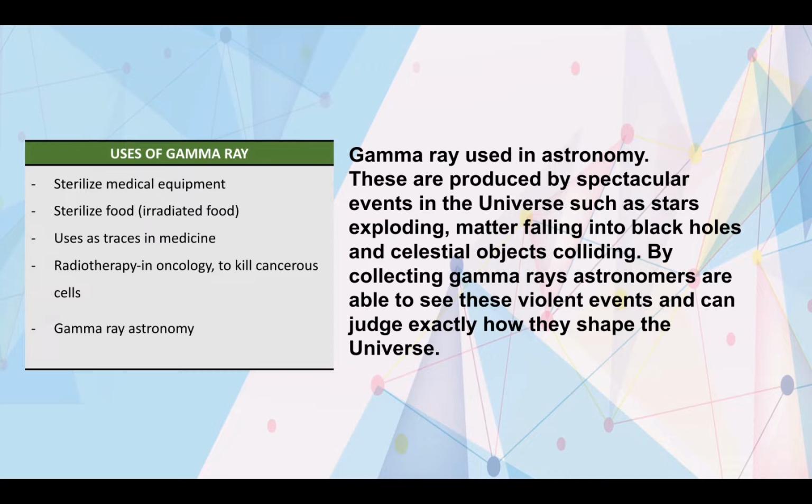Gamma ray is used in large industrial applications, such as sterilizing medical equipment, sterilizing foods, tests in medicine, and a lot more. For example, gamma ray is also used in astronomy. These are produced by spectacular events in the universe such as stars exploding, matter falling into black holes, and celestial objects colliding. By collecting gamma rays, astronomers are able to see these violent events and can judge exactly how they shape the universe. Next is X-ray.